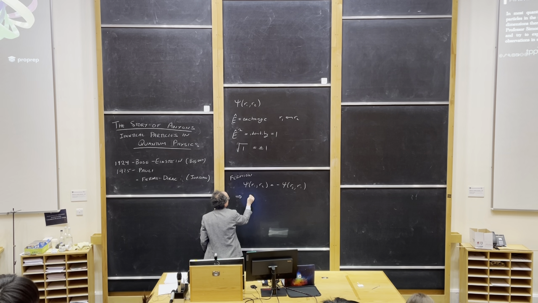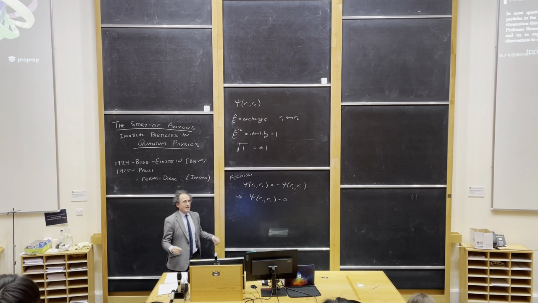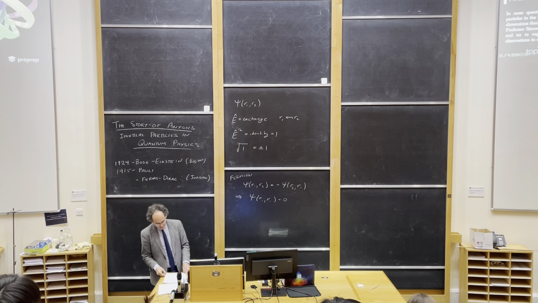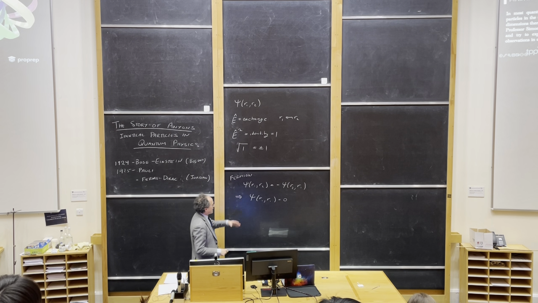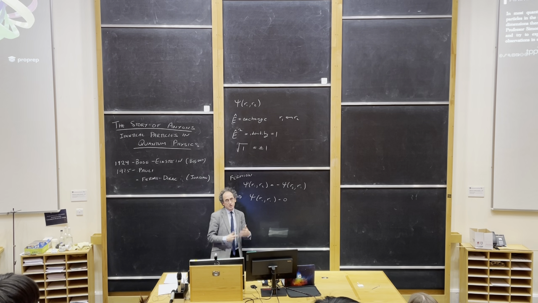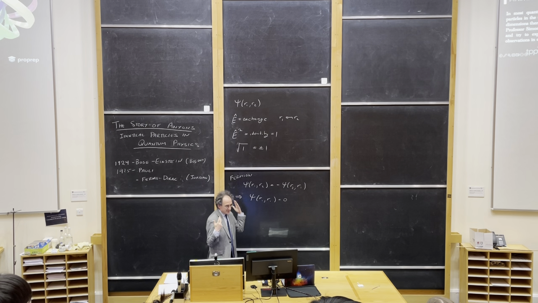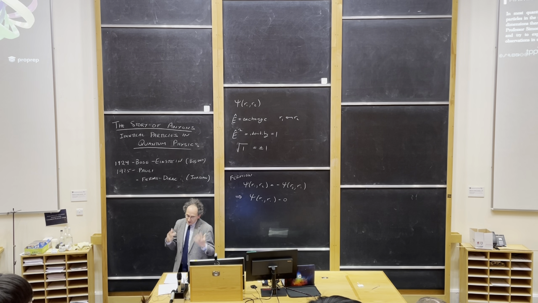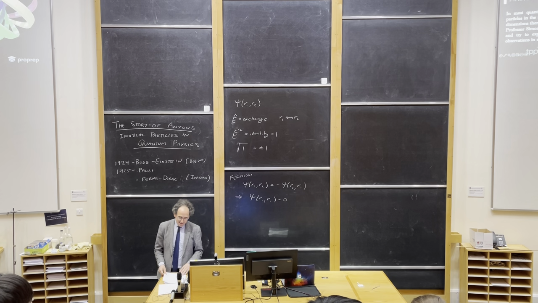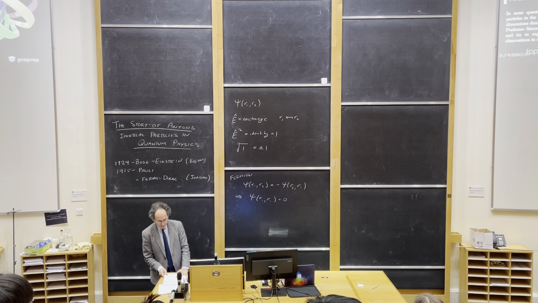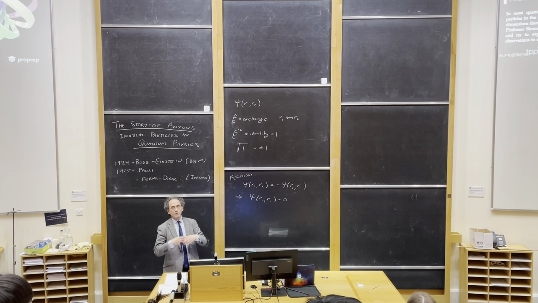In particular, that implies psi of R1, R1 has to equal 0, since any antisymmetric function has to be 0 at the origin. And that is just the Pauli exclusion principle in action, telling you you can't put two identical fermions at the same position. The amplitude of having them at the same position is 0. And this is a rather dramatic difference between fermions like electrons and bosons like photons. If it weren't for the Pauli exclusion principle, we wouldn't have atoms, we wouldn't have all the chemistry. I mean, everything that we know and love depends on the Pauli exclusion principle in some ways.